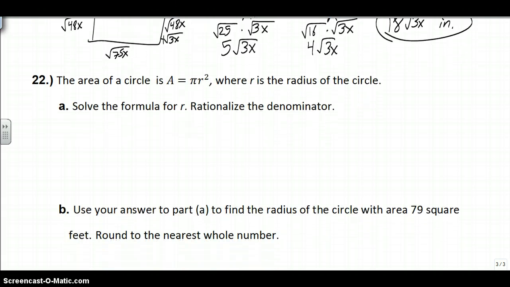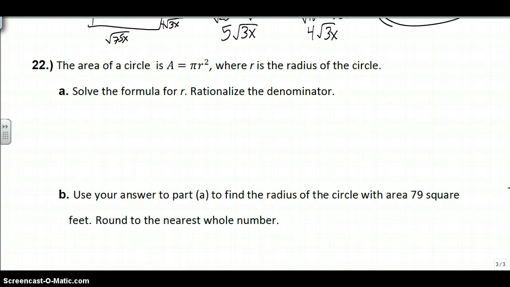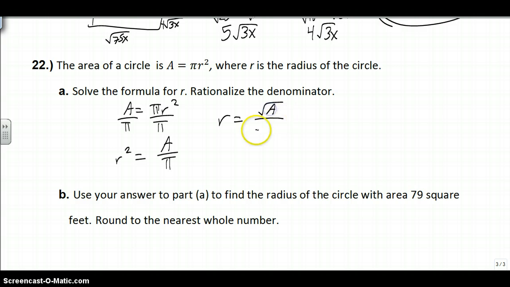And finally, the area of a circle is pi r squared. We want to solve that for r, so here we go. We're going to get r by itself. First thing you have to do is divide both sides by pi. So you get r squared equals a over pi. So far so good. Take the square root of both sides. You get r equals the square root of a over the square root of pi.